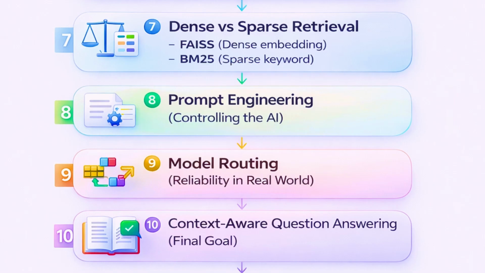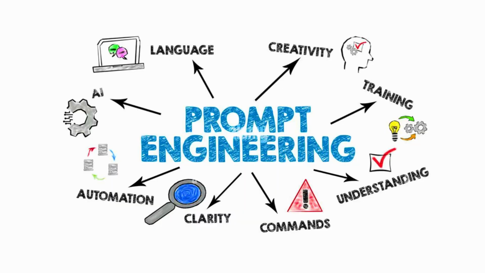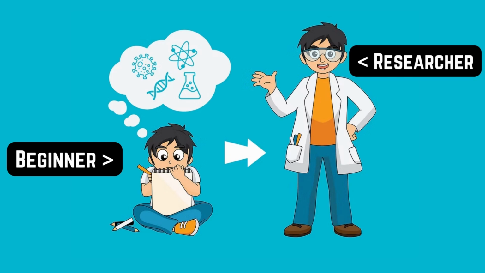Now, let's look at prompt engineering. Imagine you retrieve the perfect chunks, but how do you make the AI respond properly? This is where prompt engineering comes in. Your system doesn't just ask a question, it gives detailed instructions. It tells the model to use only the provided context, avoid guessing, and return structured JSON. It even adjusts explanations based on user level. For example, a beginner gets simple explanations, while a researcher gets detailed analysis.